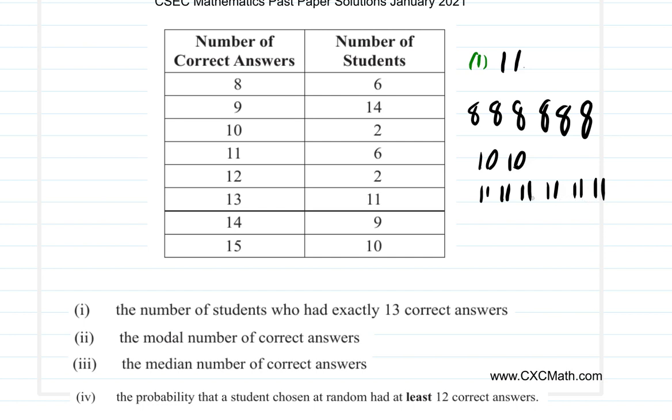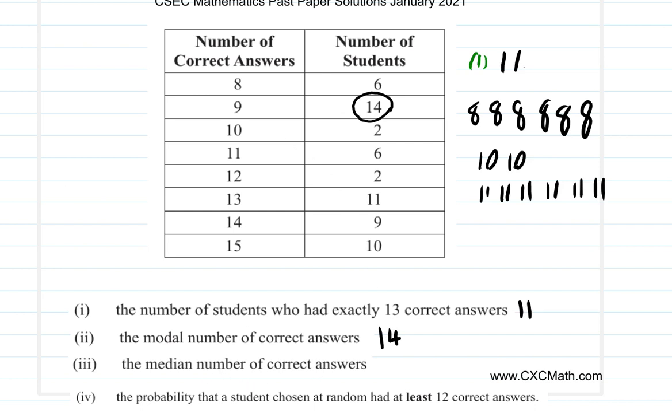So the mode is the correct answer that is there more often than the others. Look at that. 9 would be there 14 times. So the modal number of correct answers would be 9, and the number of students would have been 14. The answer for this would have been 14. Alright? Modal number of correct answers.